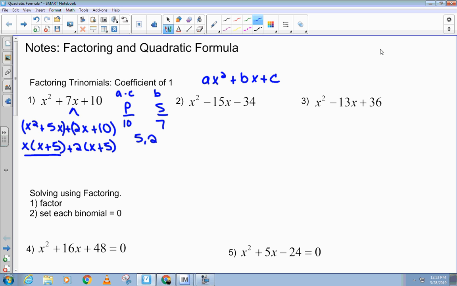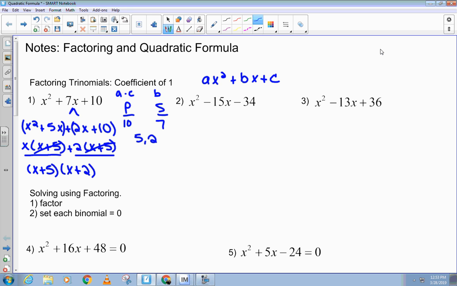Then I say, okay, these have a common factor of x plus 5. So I pull an x plus 5 out, and I'm left with an x plus 2. Okay? So I have factored that trinomial into the two binomials that multiply together.